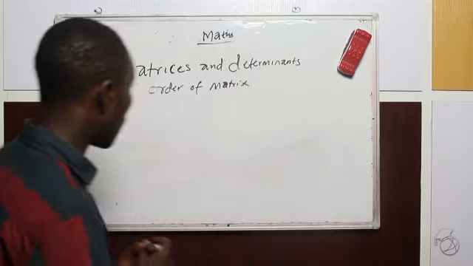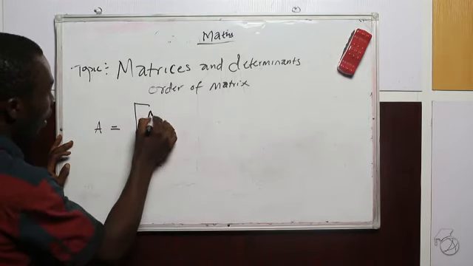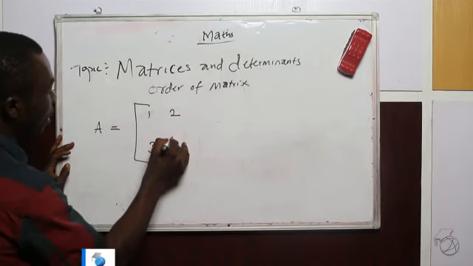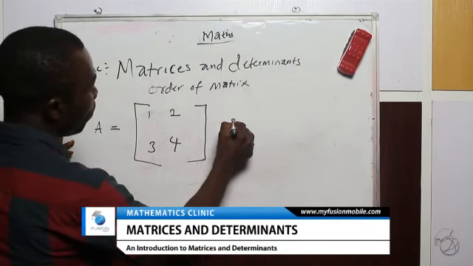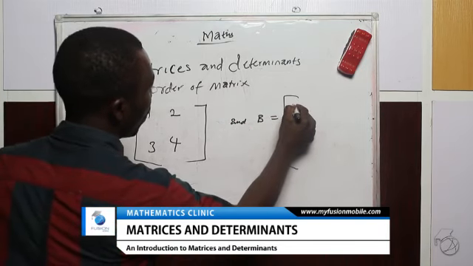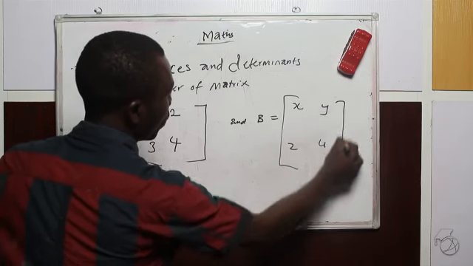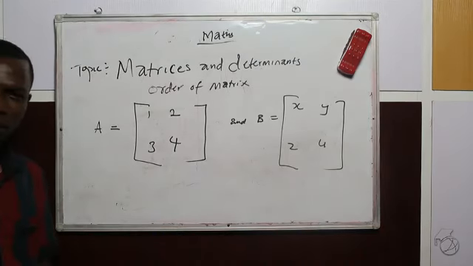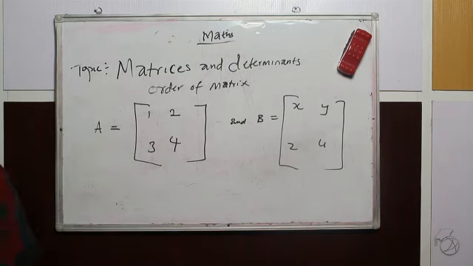Example, let's consider this example. A is equal to 1, 2, 3, 4. And B is equal to X, Y, Z, U. Now, what is the order of this matrix? We have what is called rows and we have what is called columns.